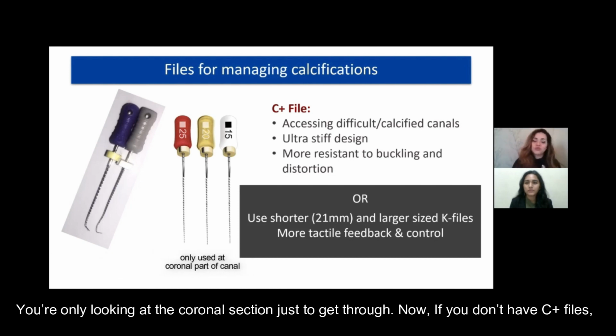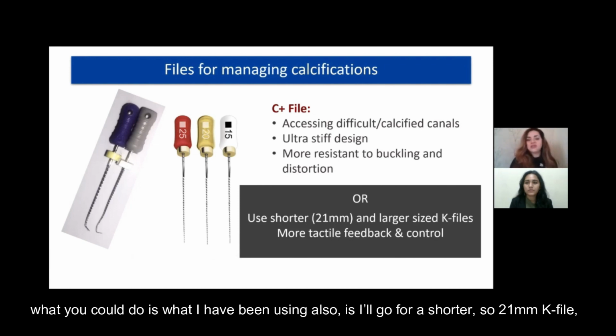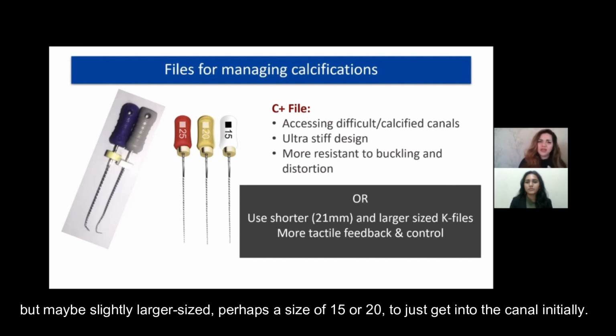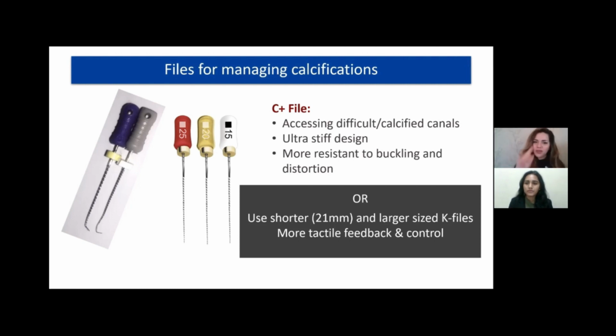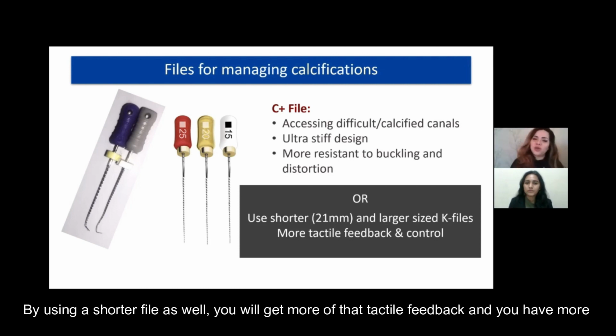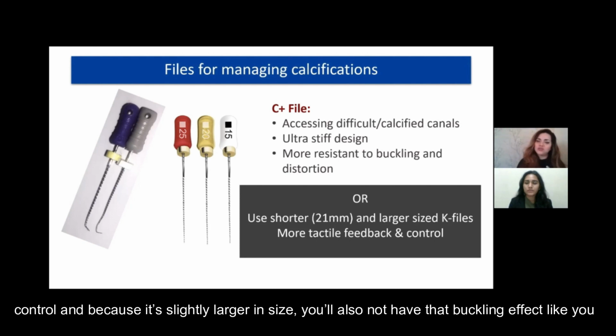Now, if you don't have C+ files, what you could do, and what I have been using also, is I'll go for a shorter, so 21mm K file, but maybe slightly larger sized, perhaps a size 15 or 20, to just get into the canal initially. And by using a shorter file as well, you will get more of that tactile feedback, and you have more control. And because it's slightly larger in size, you will also not have that buckling effect like you've seen here.